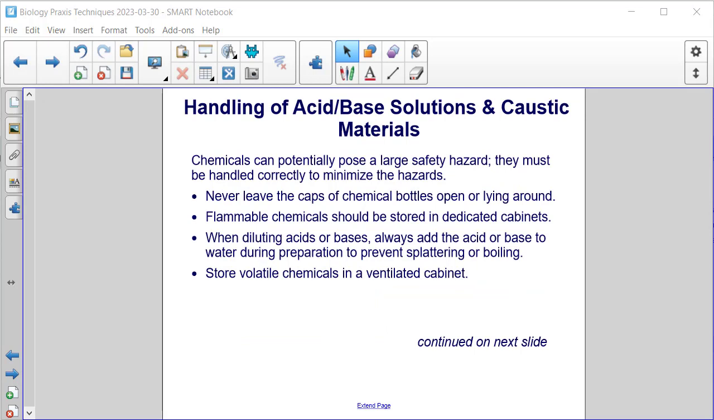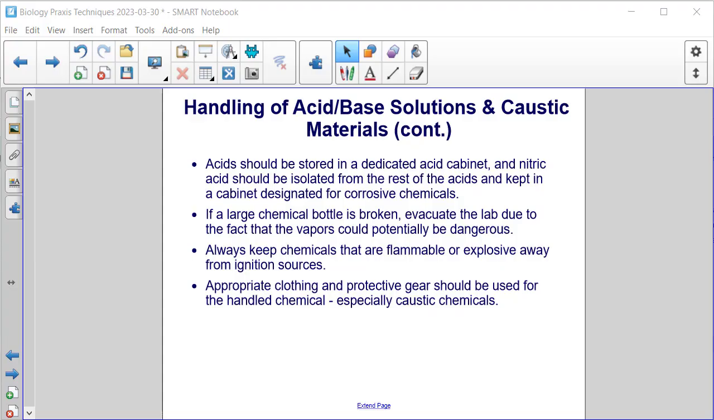Handling of acid-base solutions and caustic materials. Chemicals can potentially pose a large safety hazard. They must be handled correctly to minimize the hazards. Never leave the caps of chemical bottles open or lying around. Flammable chemicals should be stored in dedicated cabinets. When diluting acids or bases, always add the acid or base to water during preparation to prevent splattering or boiling. Store volatile chemicals in a ventilated cabinet.